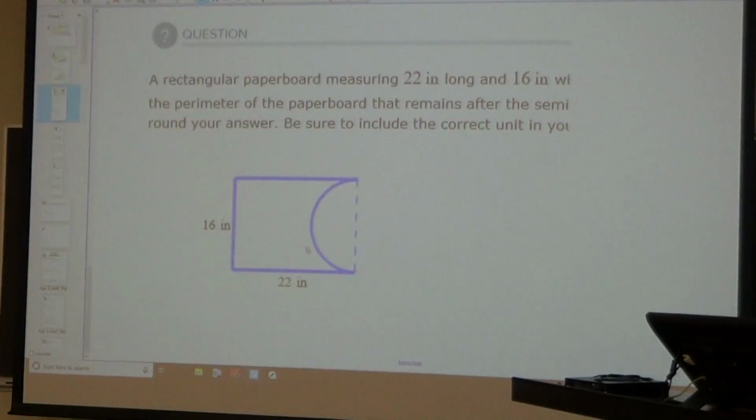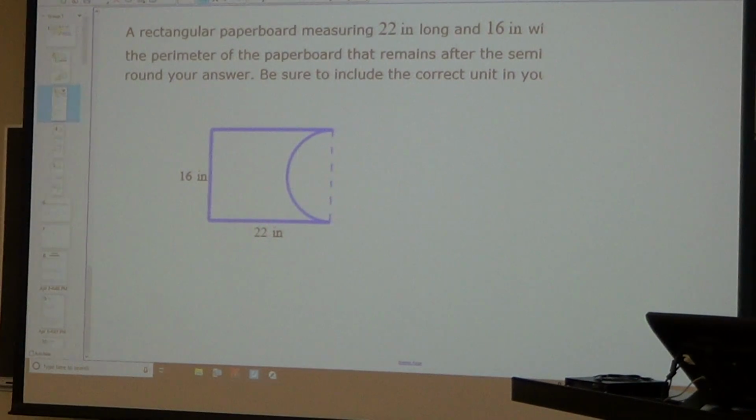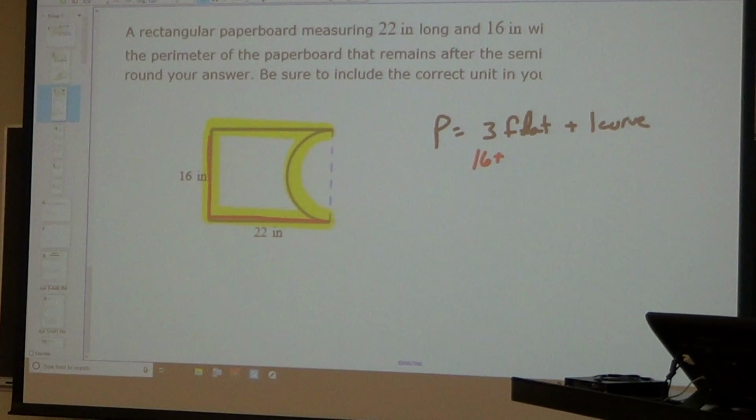Let's look at this one. Same thing. If I'm doing the perimeter, I want to know if I walked that, plus that, plus that, plus that, how much did I walk? How many flat sides did I walk? 3 flat sides. And how many curved sides did I walk? 1. Okay, let's go ahead and start doing the flat sides. Those are the easy ones. Give me a flat side. 16. Okay, 16 plus 22 plus 22. Do you agree those are my 3 flat sides?